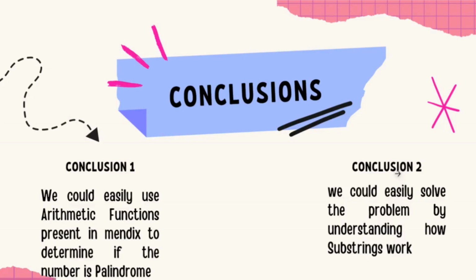Concluding, we could easily use arithmetic functions present in Mendix to determine if the number is a palindrome or not. Also, we could easily solve the problem by understanding how substring works.